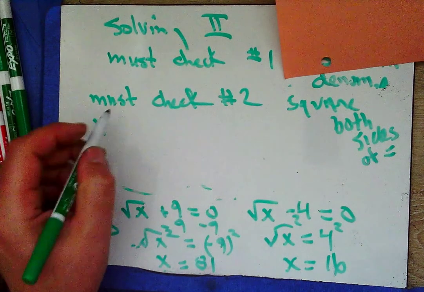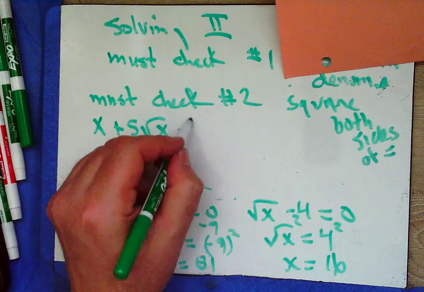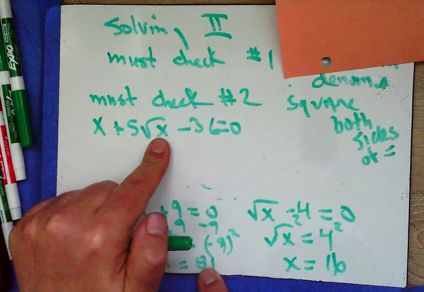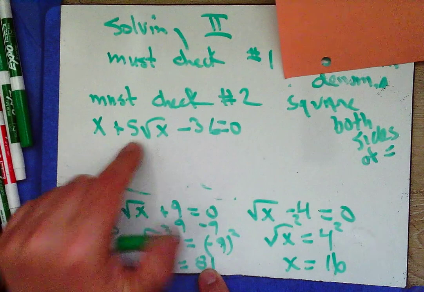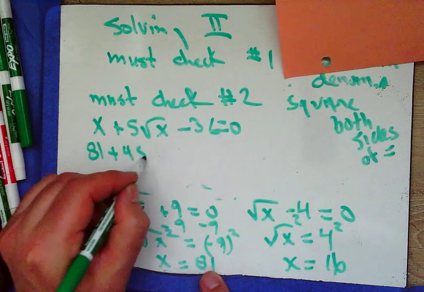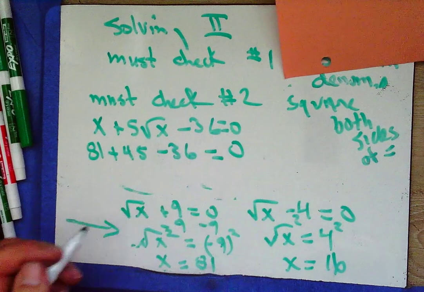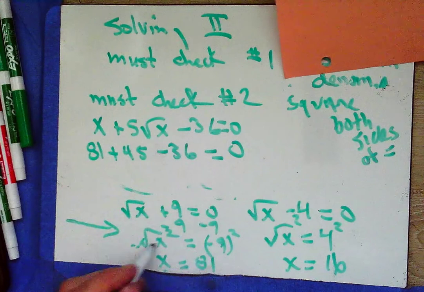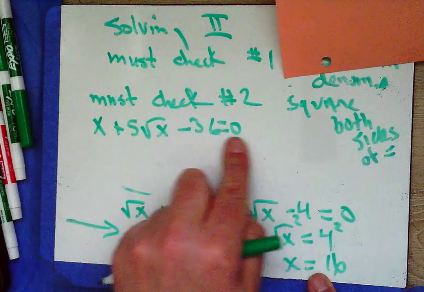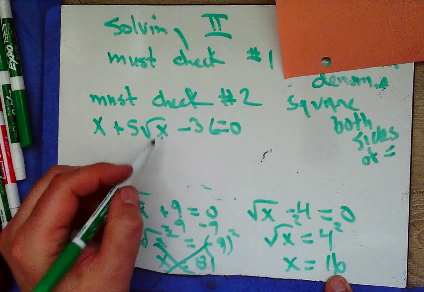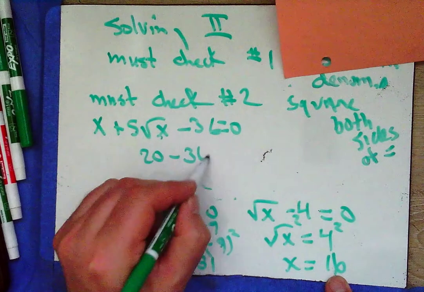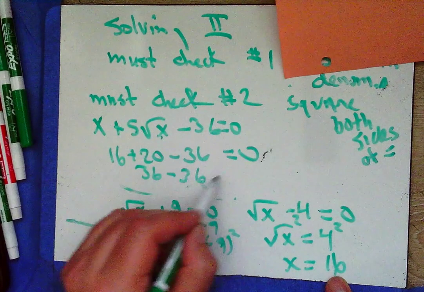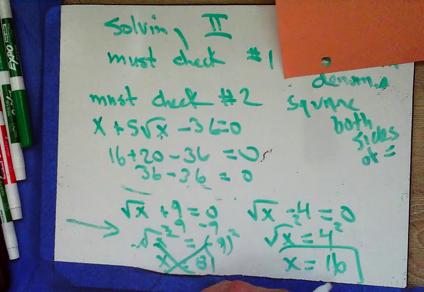Let's go back to our original problem, x plus 5 root x minus 36 equals 0. And let's plug these in. Okay, square root of 81 is 9. 9 times 5 is 45. So I have 81 plus 45 minus 36 equals 0. Is that true? 126 minus 36 is 0? No, that's not true. That's garbage. How about this one over here? Let's plug in 16. Square root of 16 is 4. 4 times 5 is 20. And then here I have 16. Oh, 36 minus 36 does equal 0. Yeah, that's my answer.